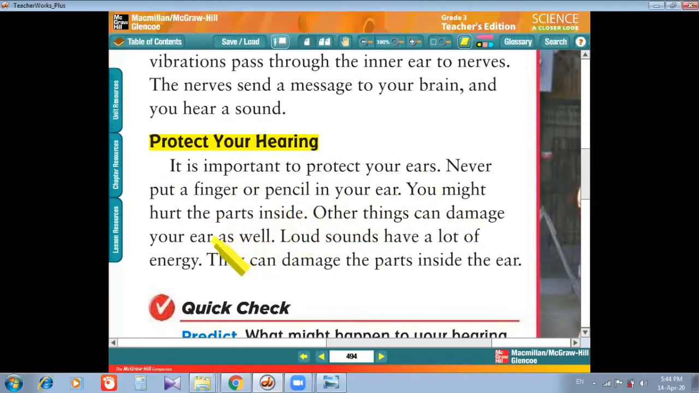Other things can damage your ear as well. Loud sounds have a lot of energy. They can damage the parts inside the ear. The louder sounds are caused by huge vibrations. They are caused by high energies. So if loud sounds enter the ear, it can hurt. It can damage the inside parts of the ear.